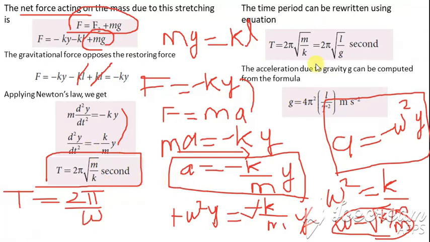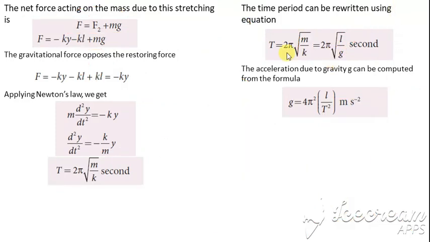Next, we know m divided by k is equal to what? L divided by g. Just now we saw it. Instead of m divided by k, we are writing L divided by g. From this, if you have to get the value of g alone, what we are going to do is square on both sides.